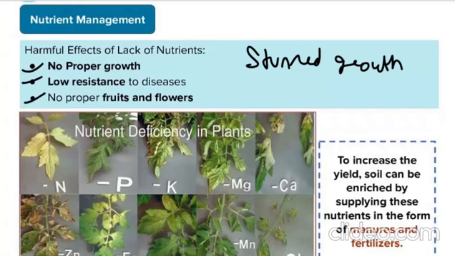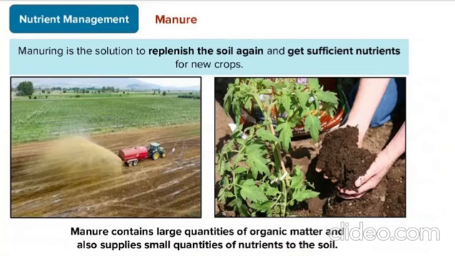So how can we provide nutrients? Should we give the plants food? No, the plants make their own food; what we give are manures and fertilizers. So plants can be given proper nutrients for their proper growth by giving them manures and fertilizers.